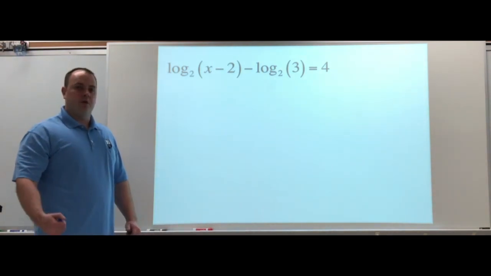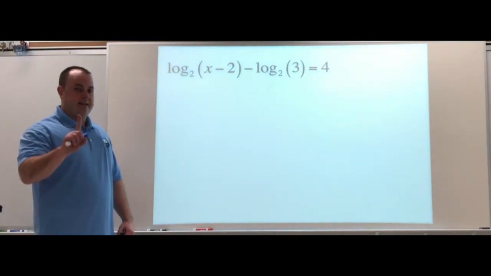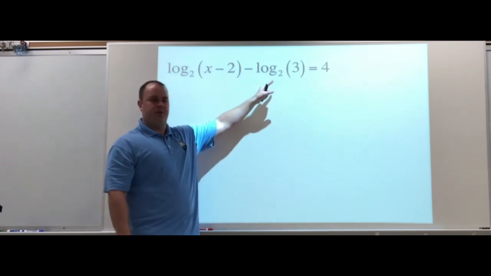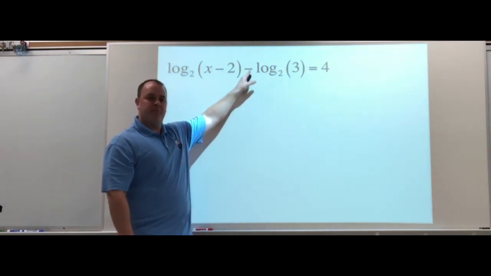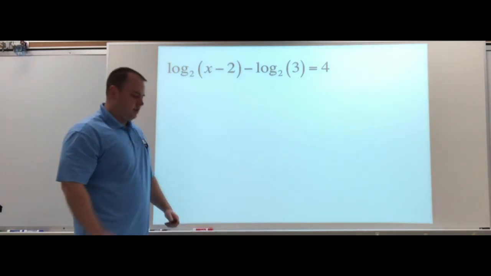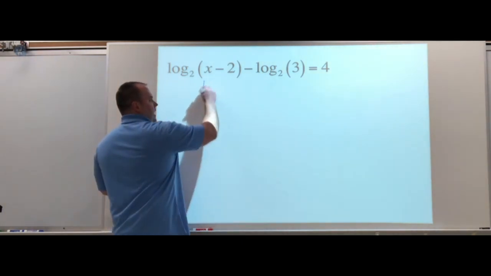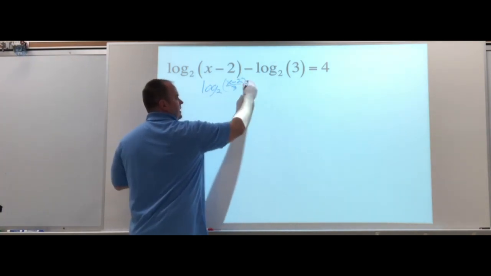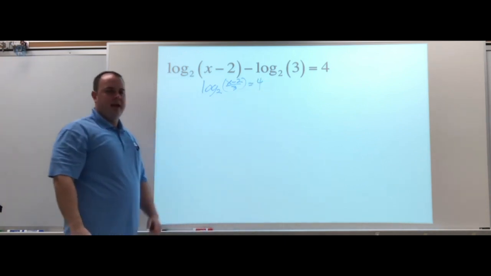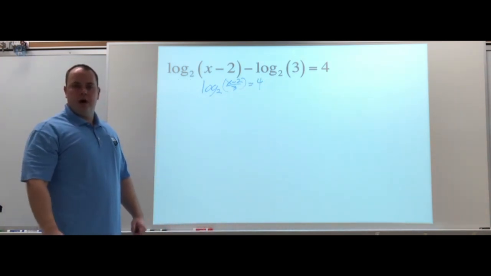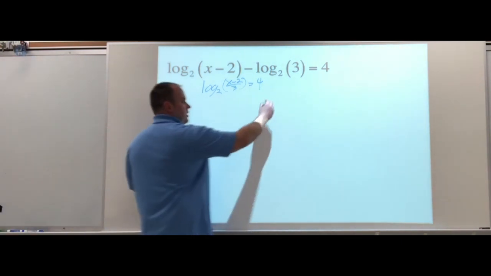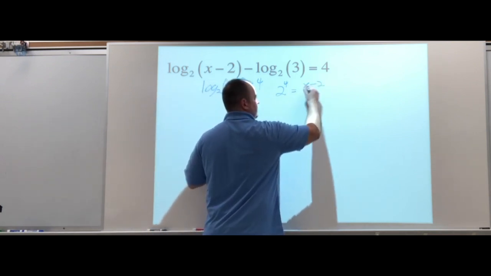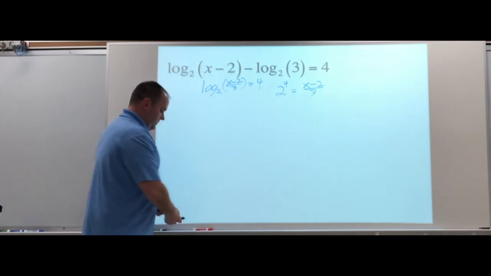What we're going to do here is use our properties of condensing. Okay? We're going to get it down to just a single log. Log base 2 of x minus 2 minus log base 2 of 3. That minus, think about what property that is. That is the quotient property. So we can rewrite this as log base 2 of (x minus 2) over 3 equals 4. And from there, it's our normal problem. It's a log. Let's write it as an exponent. 2 to the 4th power equals (x minus 2) over 3. And this we should be able to solve.